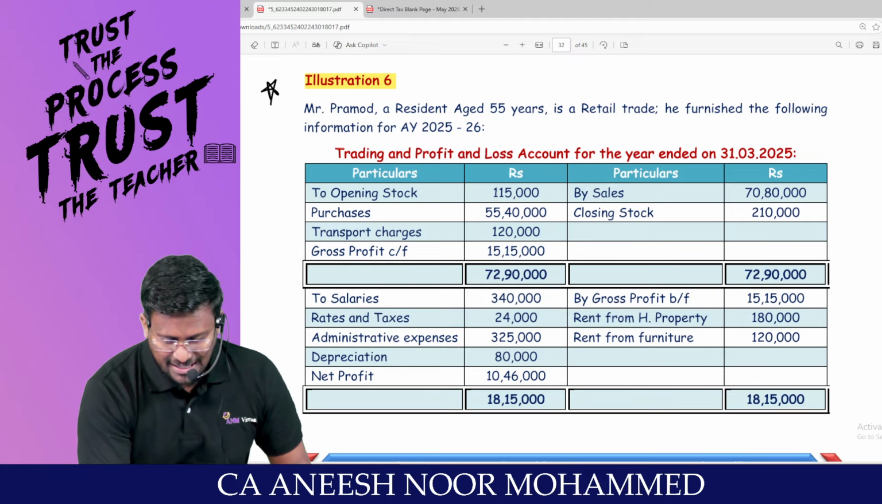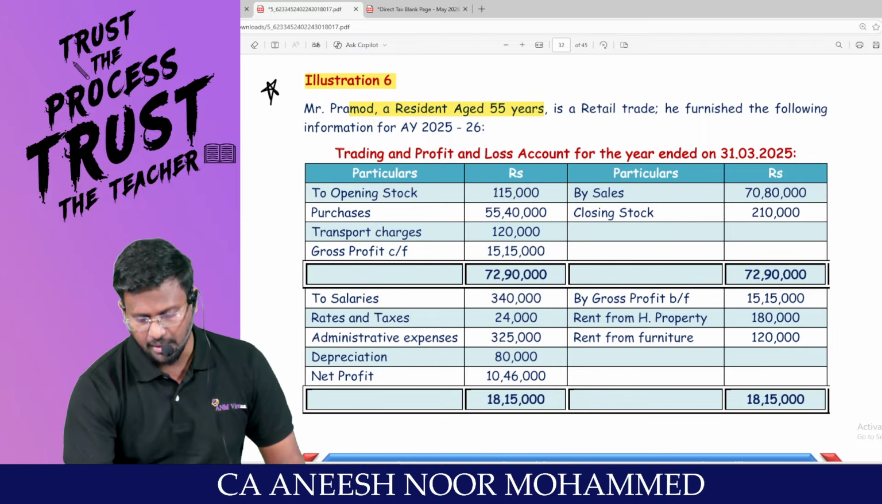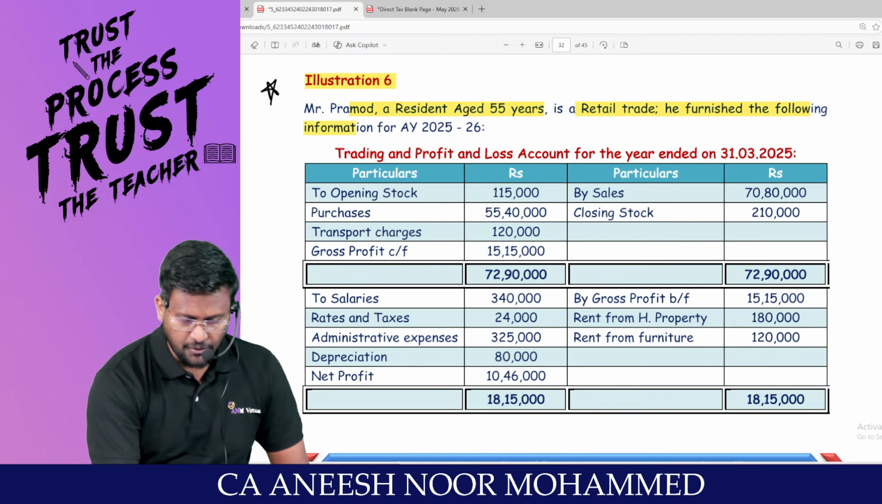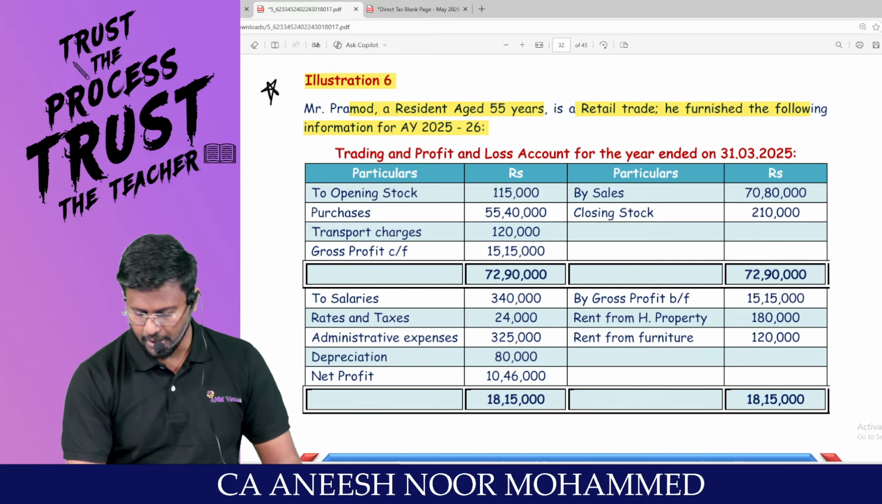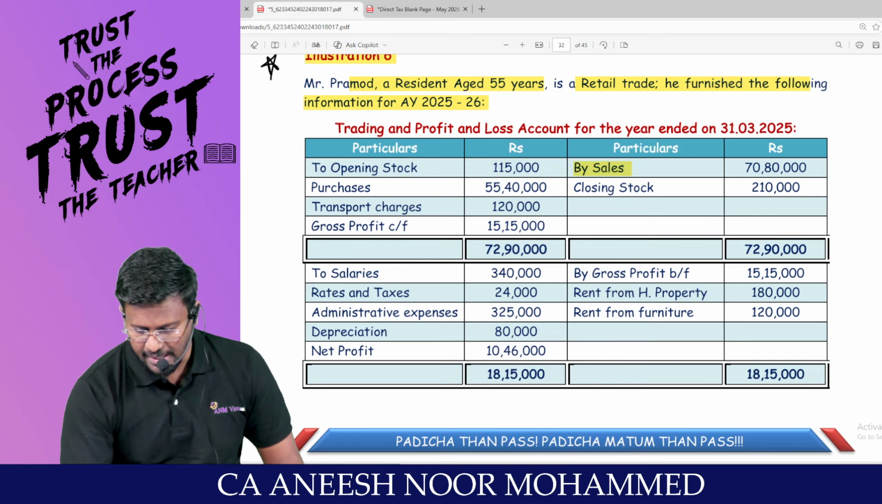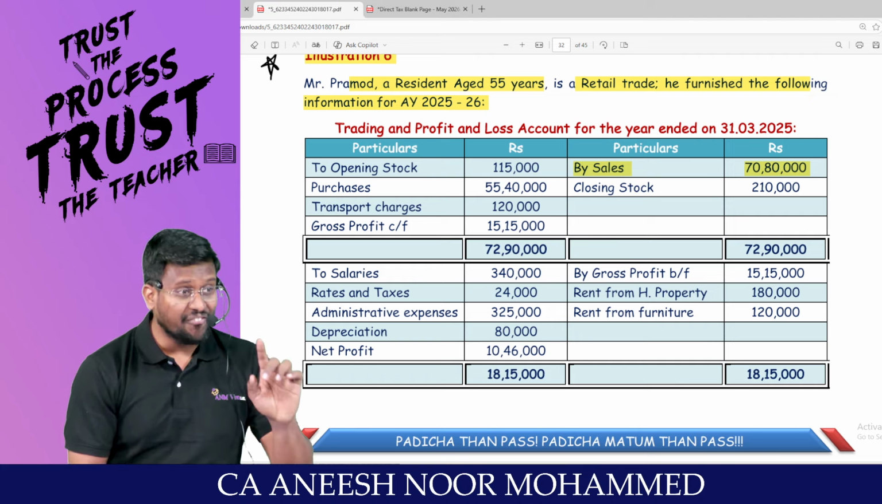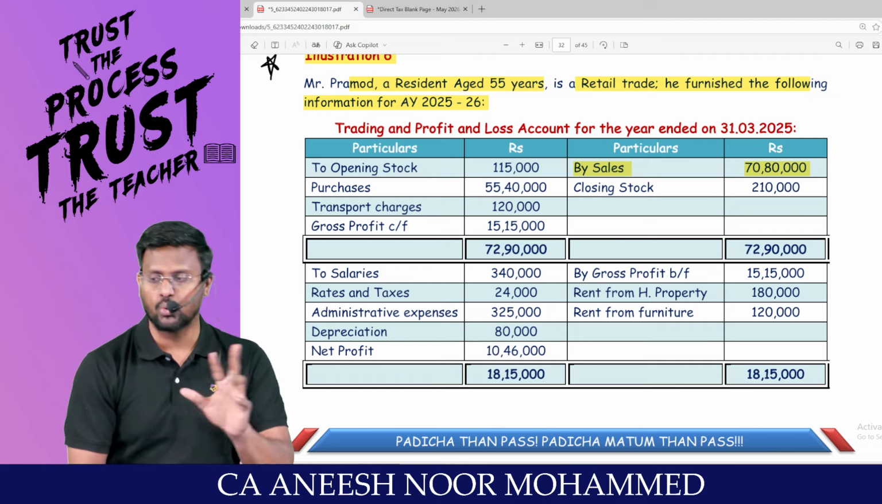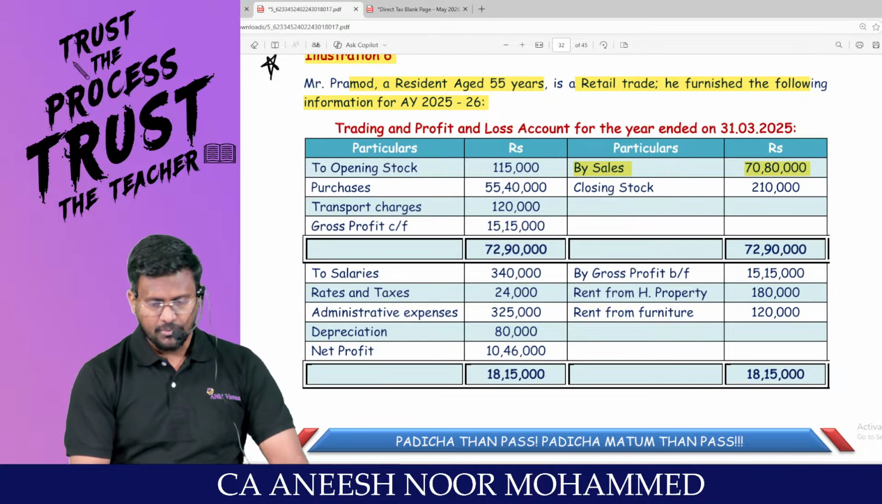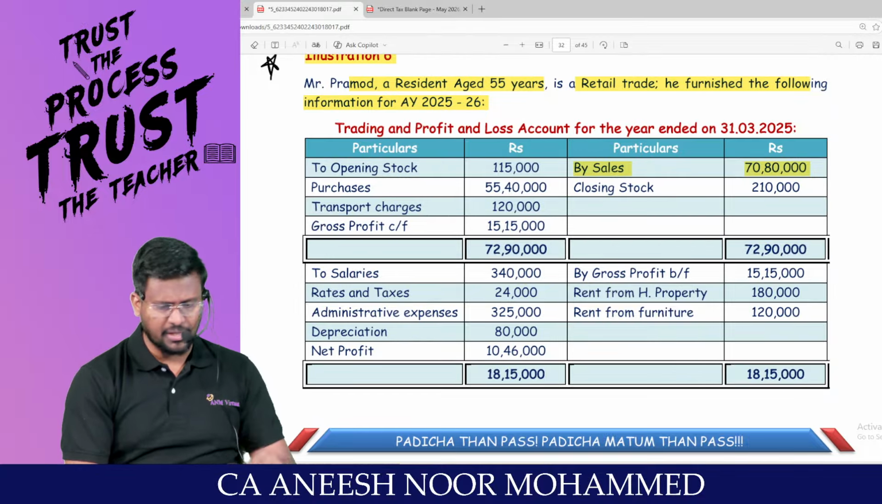Mr. Pramod, a resident aged 55 years, is a retail trader. He furnishes the following information for assessment year 25-26. By sales 70,80,000. 70,80,000 is less than 2 crore. So he is entitled for the presumptive taxation route.